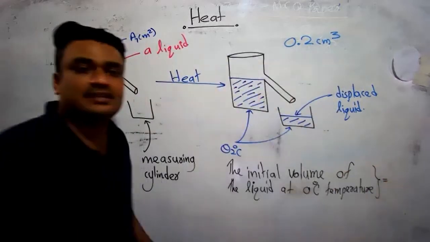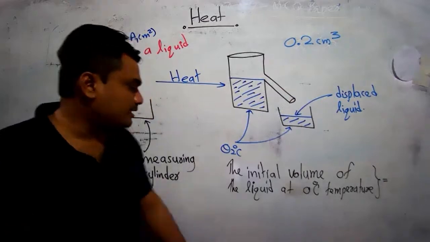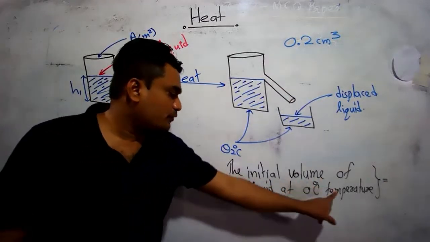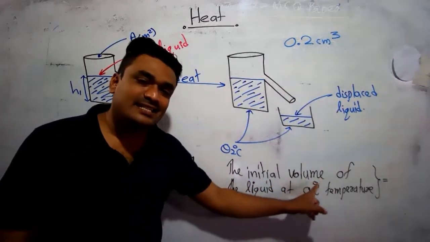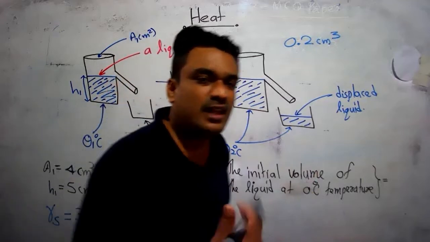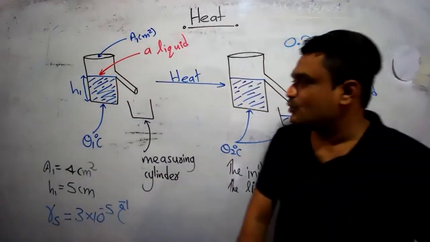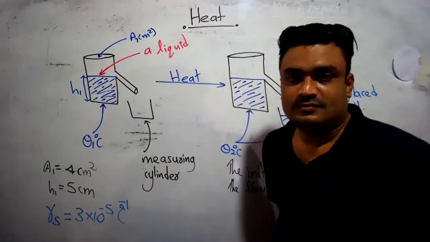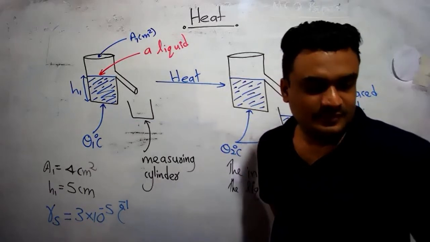How do we find this? Don't write. How do we find the initial volume of the liquid at 0 degree Celsius temperature? How do we find it here? Somebody?